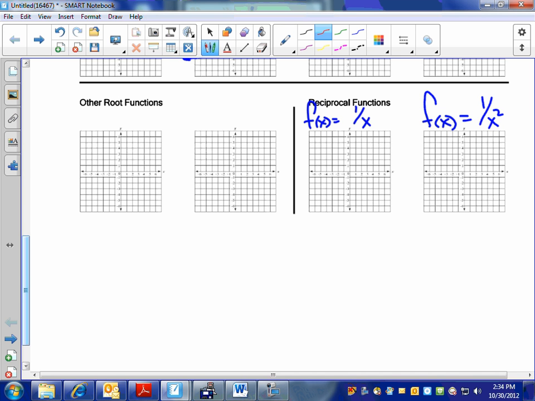0. Why, Casey? Why? Why is it undefined at 0? Because you can't divide by 0. So therefore, in this problem, we have a vertical asymptote. I'm going to write this down.